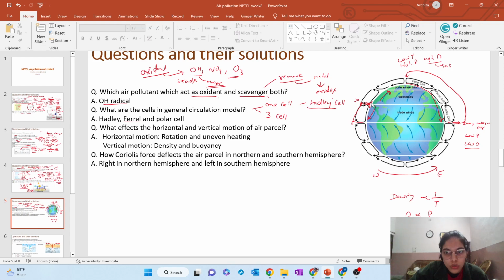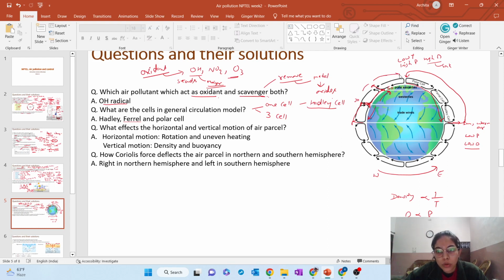Now this air which goes towards the Ferrel cell, this cool air which is going from 30 to 60 latitude, it is dense. As it reaches 60 it becomes warmer. Warm air does what? It rises. So this rising air can again do two things. It can come back to the Ferrel cell or it can go towards the pole. If it comes back to the Ferrel cell, it forms one cycle. If it goes to the pole, it forms another cycle which is towards the pole.